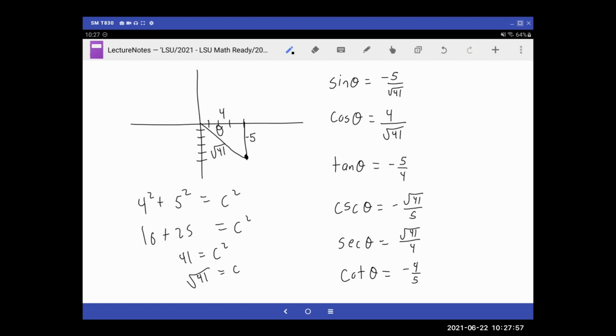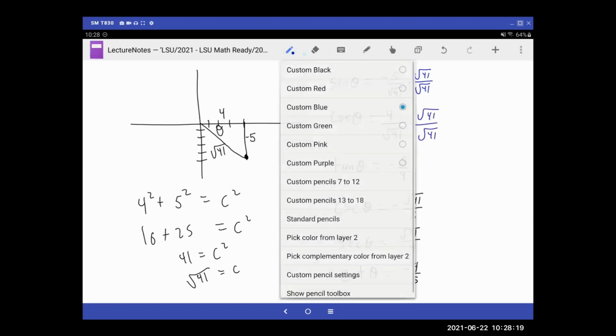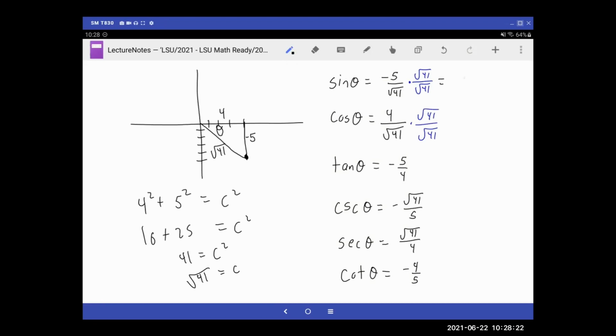Okay, so the bottom 4 are great. We do need to fix these top 2 because we need to get that square root out of the denominator. I have to rationalize it. So I'm going to multiply the top and the bottom by the square root of 41. Same thing here. By now, I think you know that's just going to be 41. 41. All right, that's the 6 trig functions.